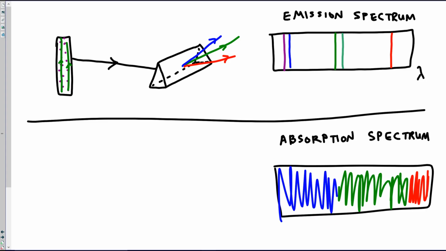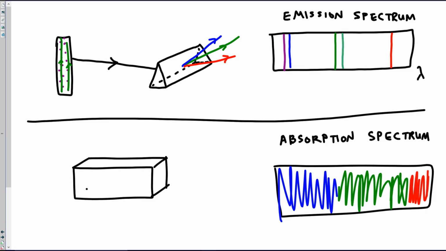And you send all of that light with all of its colors through some gas. Here's a hydrogen gas with the molecules inside. There's no electric field this time. Instead, we simply send white light through. As the white light passes through the gas, certain frequencies or certain wavelengths will be absorbed.